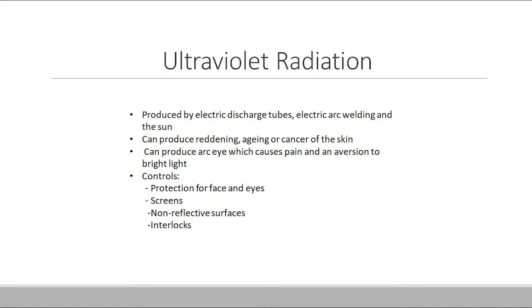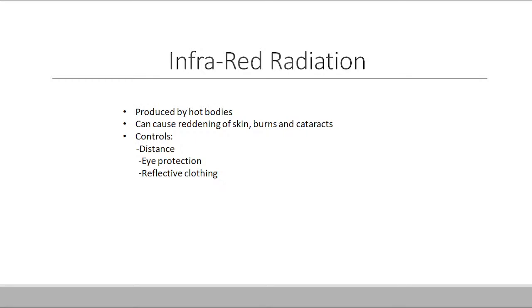Can produce photokeratitis, which causes pain and aversion to bright light. Controls: protection for face and eyes, screens, non-reflective surfaces, interlocks. Infrared radiation produced by hot bodies can cause reddening of skin, burns, and cataracts. Controls: distance, eye protection, reflective clothing.